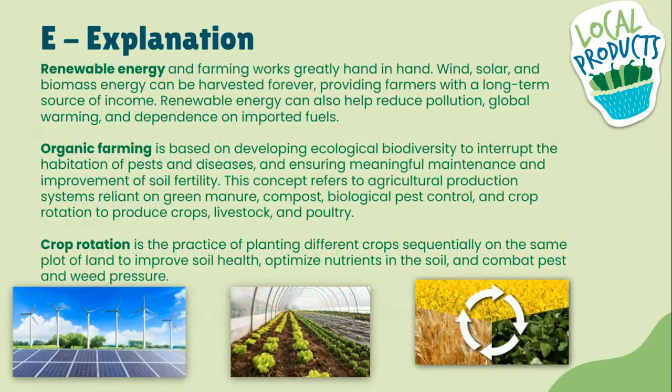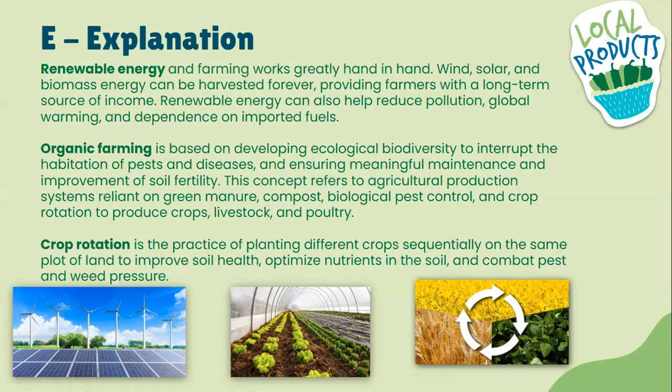Explanation. Renewable energy and farming work greatly hand in hand. Wind, solar, and biomass energy can be harvested forever, providing farmers with a long-term source of income. Renewable energy can also help reduce pollution, global warming, and dependence on imported fuels. Organic farming is based on developing ecological biodiversity to interrupt the habitation of pests and diseases and ensuring meaningful maintenance and improving of soil fertility.